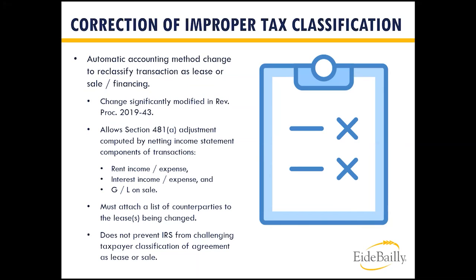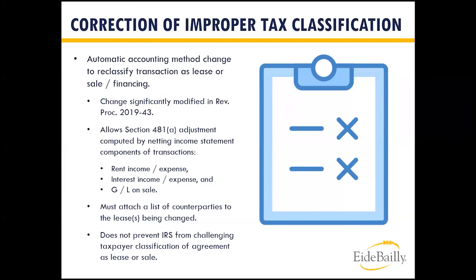We will need to attach to the method change request a list of the counterparties to the leases. We don't need sign off from the counterparties, which is what would have been required under prior rules. We just need to list and identify those counterparties.